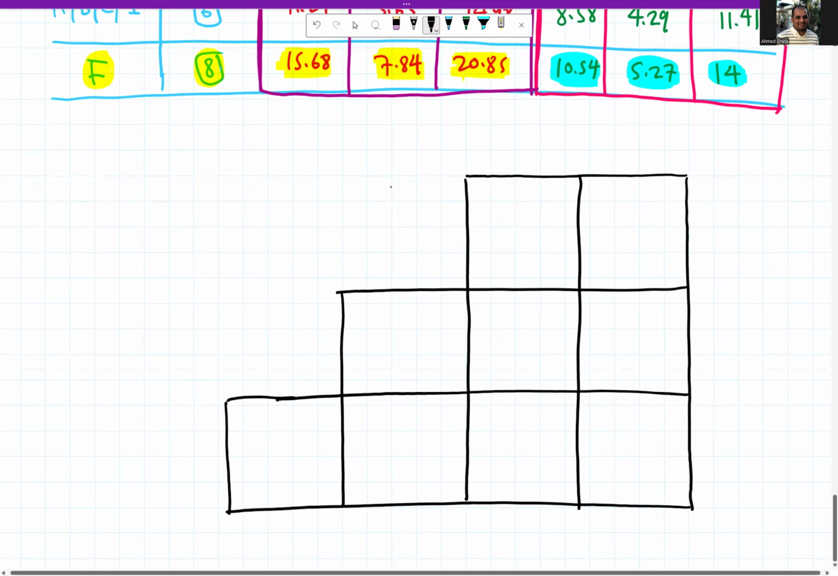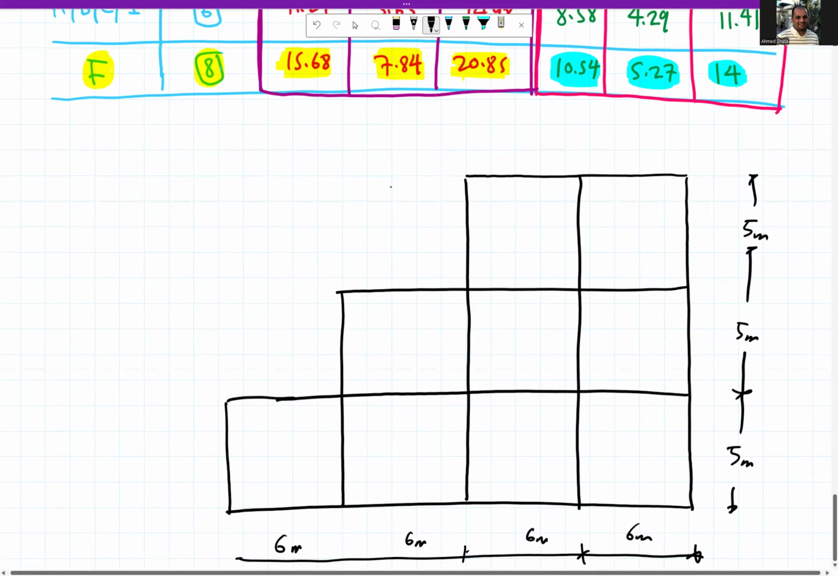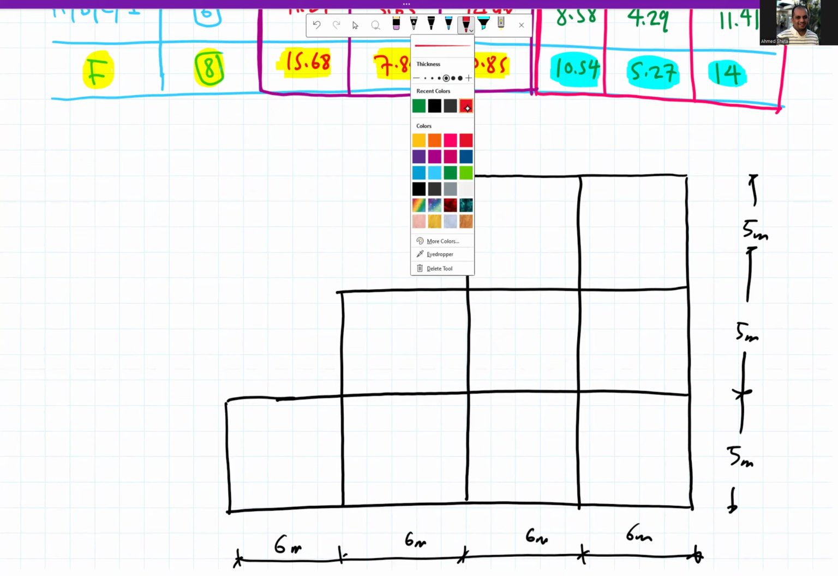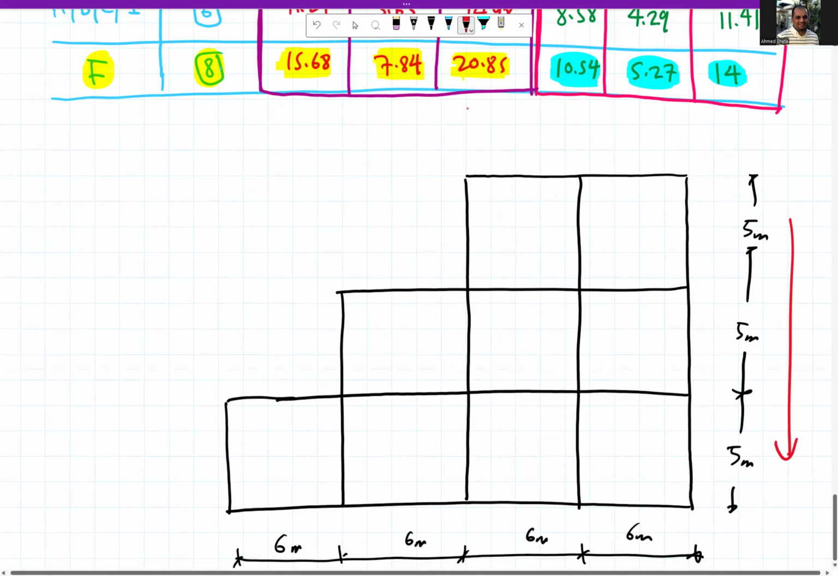So this is our slab. We have here 5 meter, 5 meter, 5 meter, and here 6 meter, 6 meter, 6 meter. So I will put the moment I have got here. Let's put the moment in the short direction first. So this is again our short direction, beta x in red.